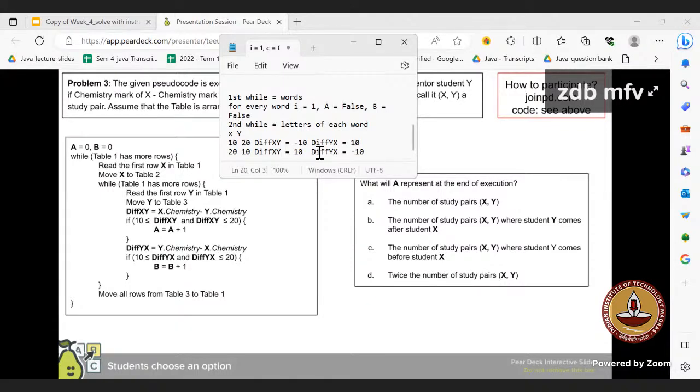So that is not about the marks. It is about the sequence number, when student y is coming after x or when student x is coming. So we are counting the number of study pairs x and y only. But the thing is whether student y comes after student x or before student x, that we are discussing. Okay. Ma'am, I think y comes after x is wrong.